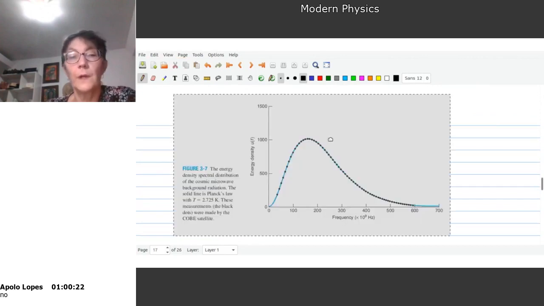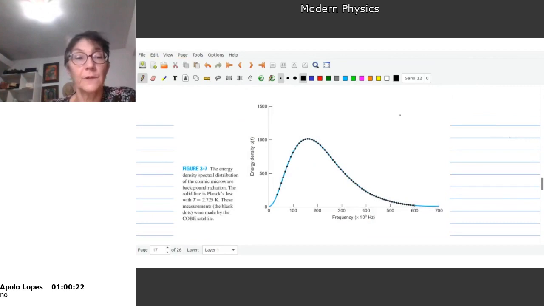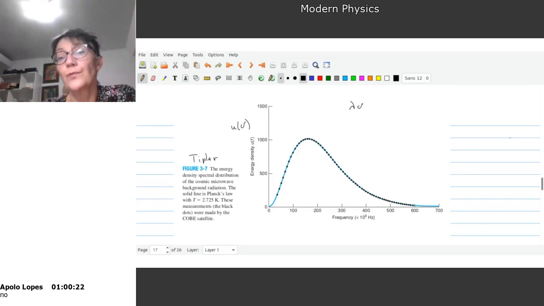Okay, so let me show you something. Maybe you have already heard of that. This is a figure from Tipler. You have the energy density spectral distribution, what we called u of lambda, as a function of the frequency. Here I call it nu, I call it f. You have lambda nu equal to c. And so, as a function of the frequency, you have this measurement of the cosmic microwave background radiation.